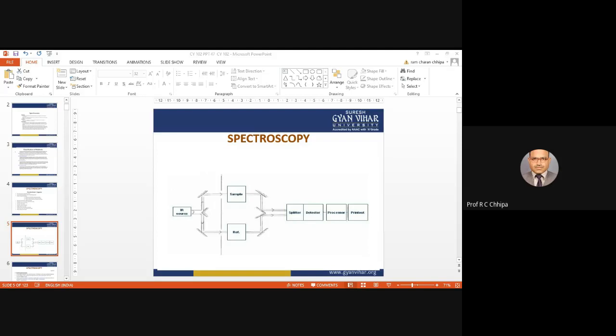Fluoride in water. What are the adverse effects of fluoride present in the water? That relates to fluorosis. Yes, fluorosis. Very good.